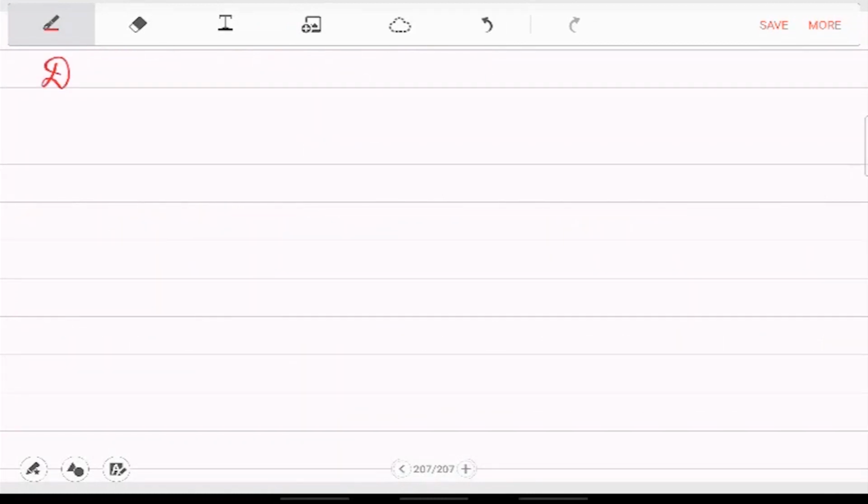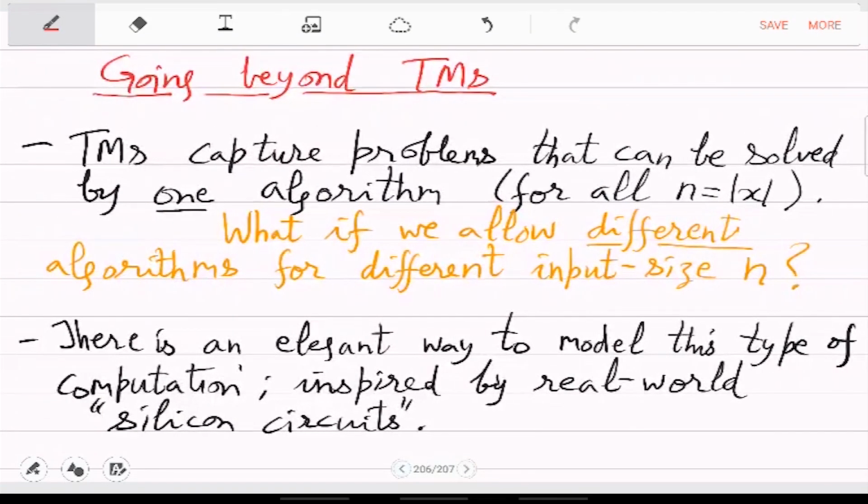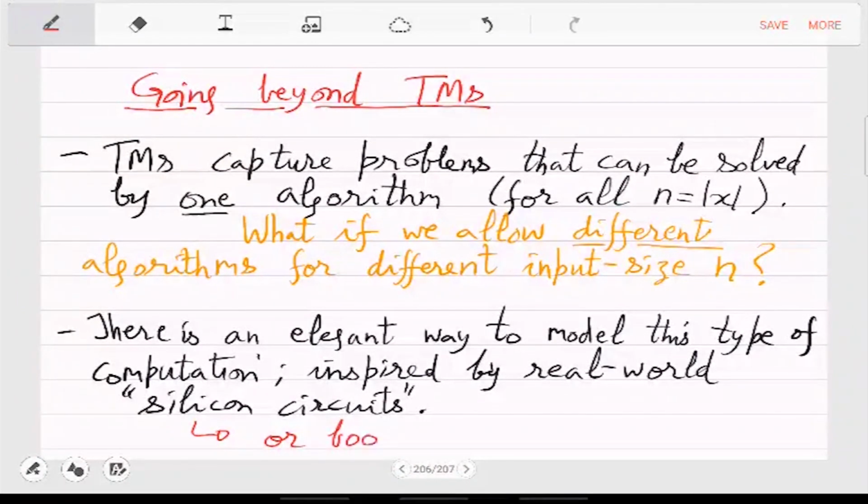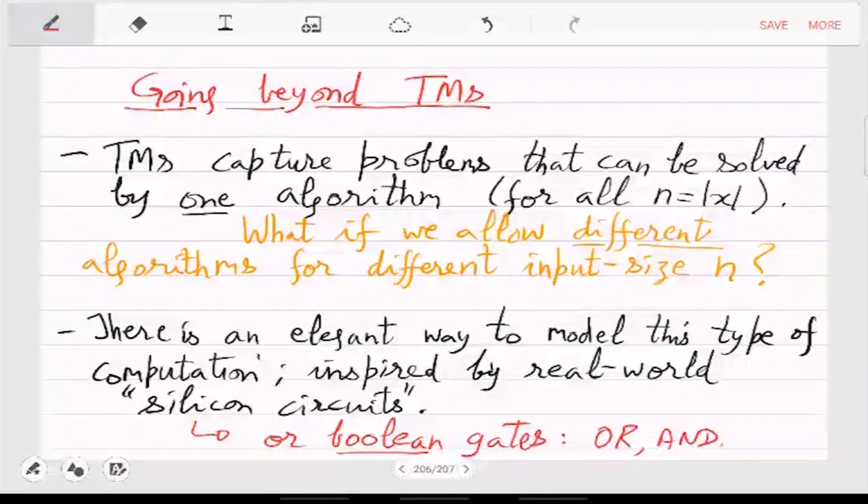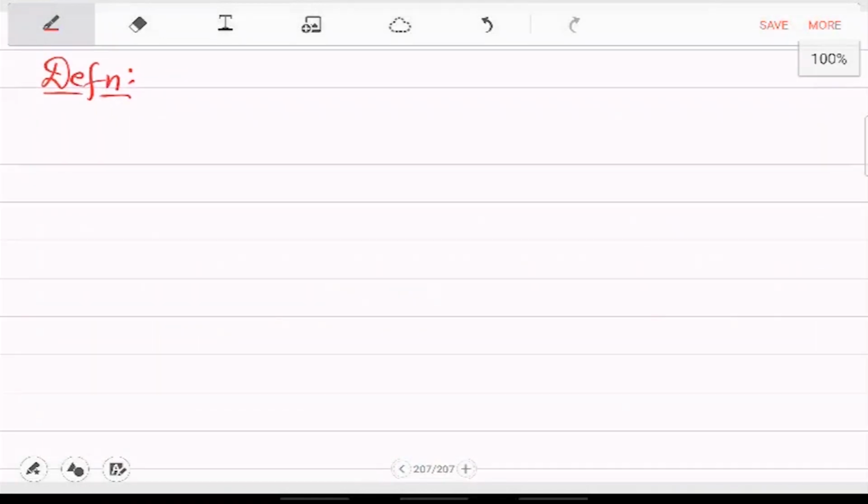So let's define. So this will use Boolean gates. So AND, OR and NOT. Right, this is what a circuit uses. So we will use them in the definition and make it formal, make it mathematical. So we call it a Boolean circuit.